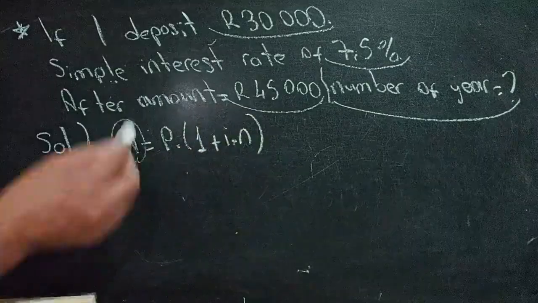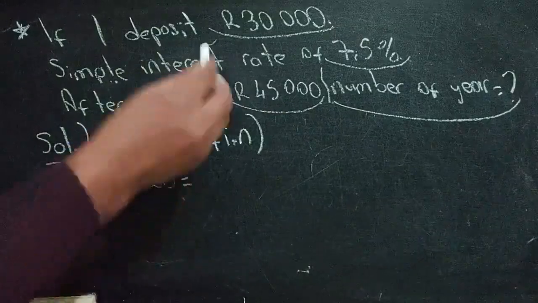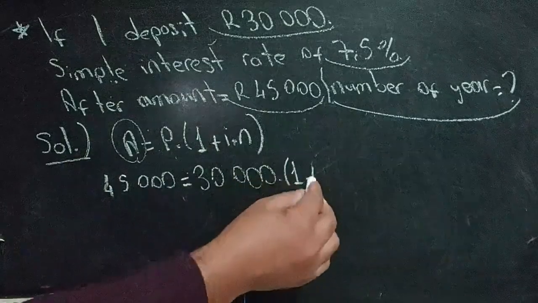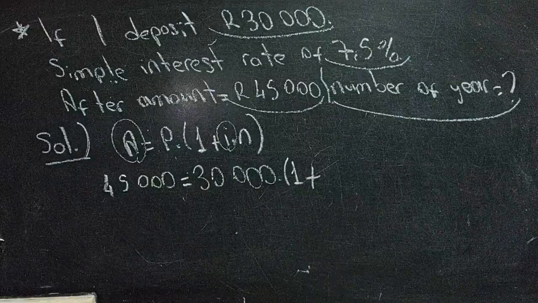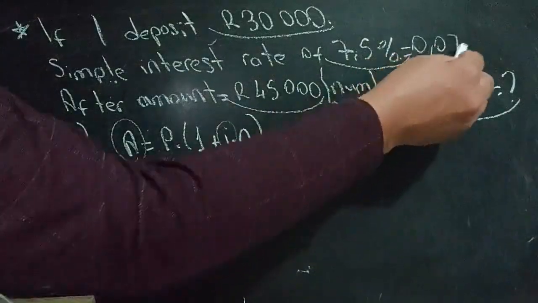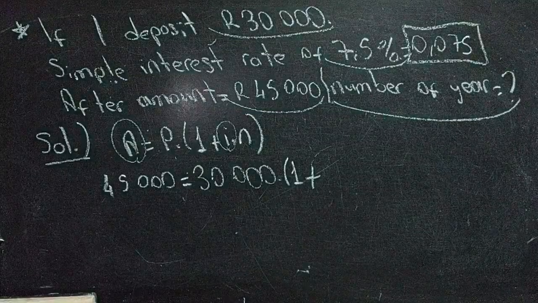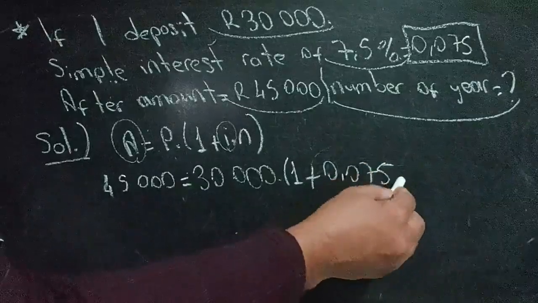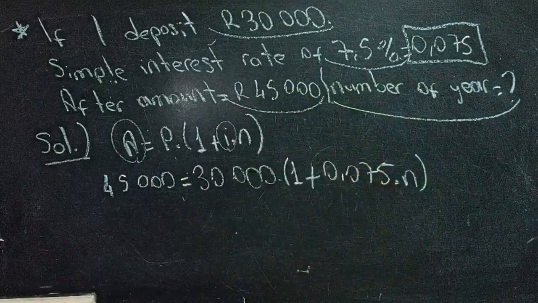So what I have after amount, which is 45,000, equals to the previous amount, which is 30,000, times 1 plus the interest rate. Remember what I told you, you need to convert that one into decimal number. That will give you 0,075. 7.5% is going to be 0,075. 0,075 times n, the number of years not given, and you're going to find that one already.